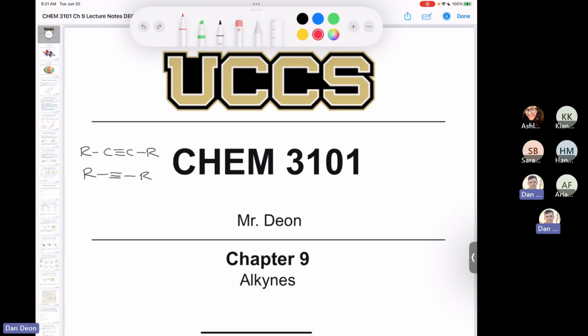So if we have an R group on each end, we call that an internal alkyne. So this would be an internal alkyne. And then if you had an R group and then a hydrogen on one end, we call that a terminal alkyne. Why? Because it's the end of the compound, so to speak, right? If it ends with a hydrogen, it can't go any further than that.